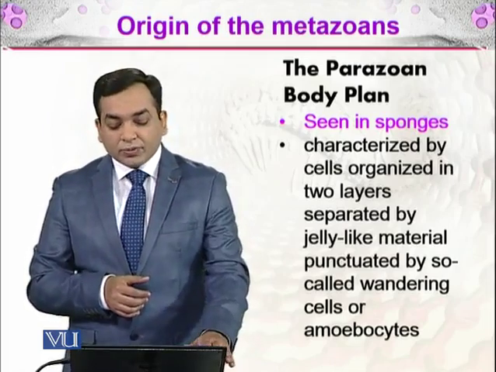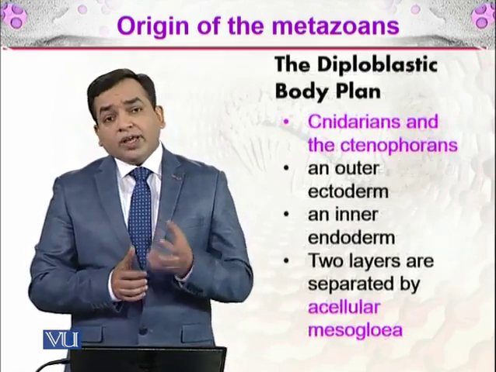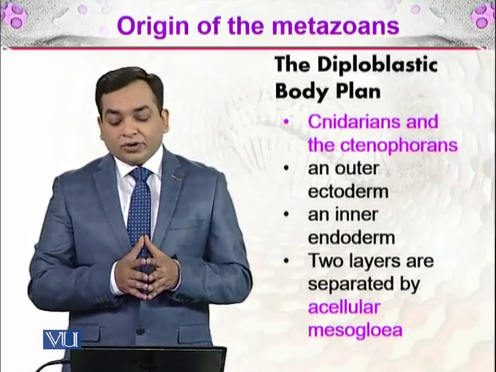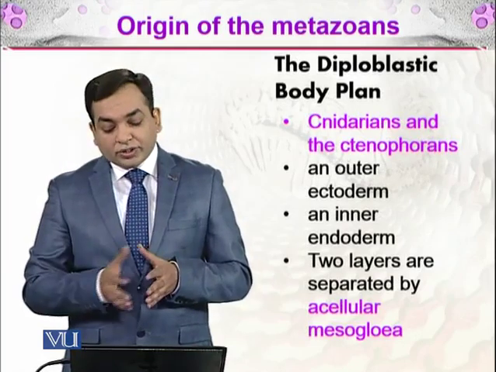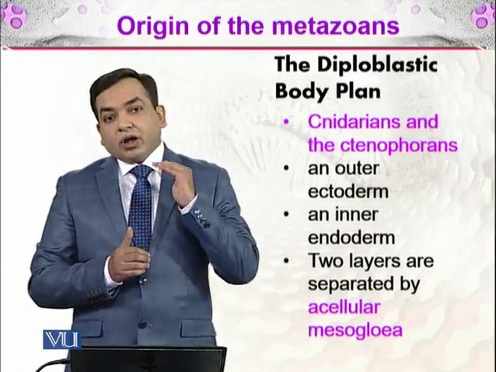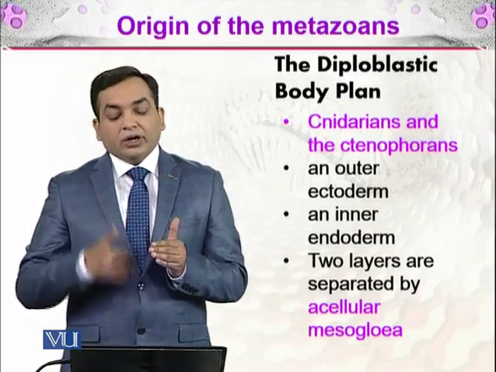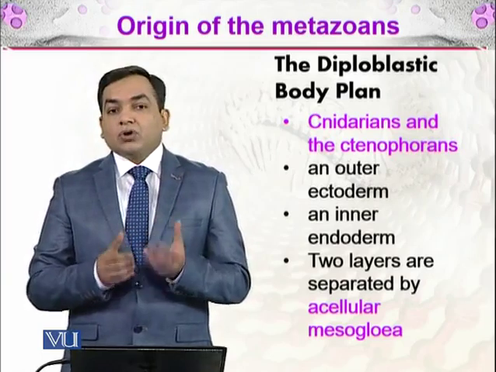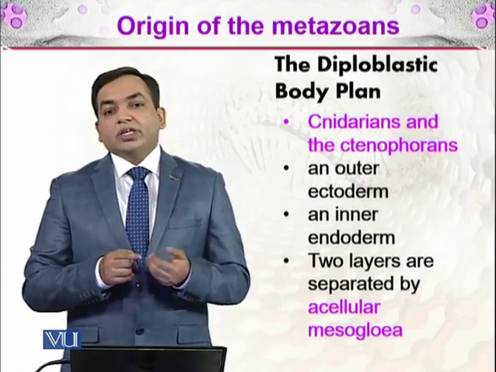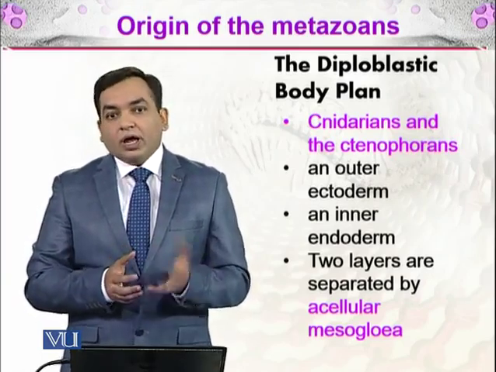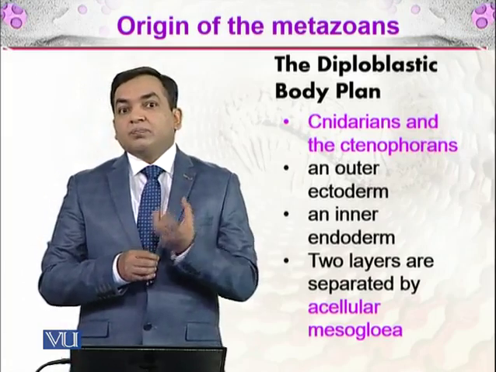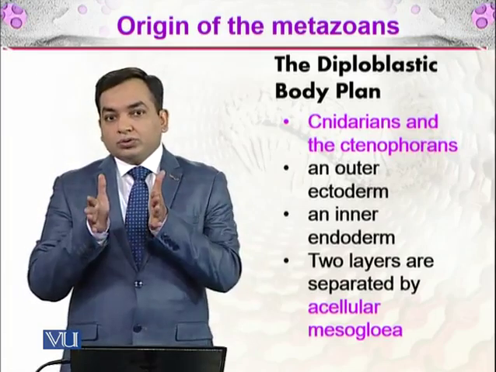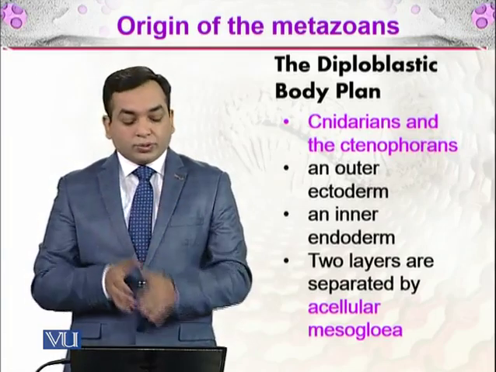material containing the amoebocytes. The next body plan is the diploblastic body plan, and it is present in the Cnidarians and Ctenophorans. It contains an outer ectoderm and inner endoderm, and the two layers are separated by the acellular mesoglea. Acellular means it does not contain any cell, and mesoglea, meso means between, and glea means the material which is gluing these two layers together.